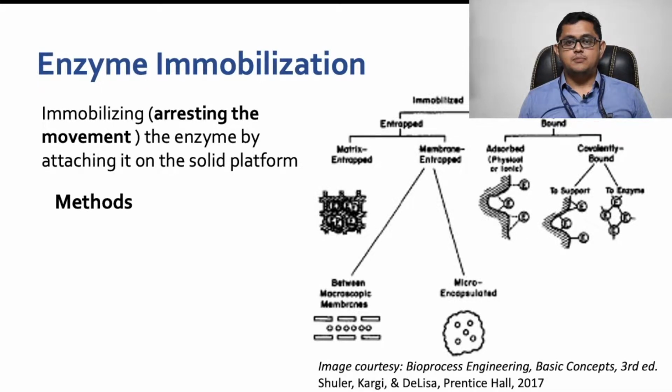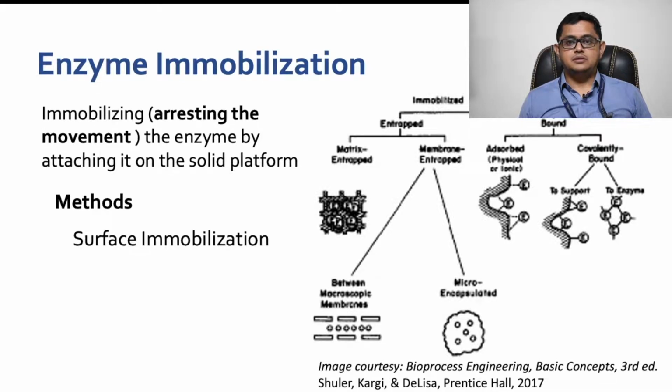In surface bound immobilization, the enzymes are bound on the surface of the solid platform through either covalent interaction or non-covalent interaction. The non-covalent interaction is highly leaky, so it is not suitable for surface immobilization. Only the covalent interaction is highly suitable for surface immobilization, but it is pretty costly in comparison to the other method. The other method is the entrapment method.